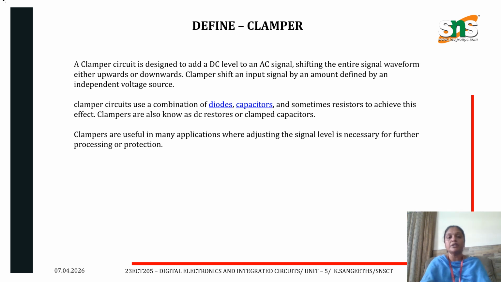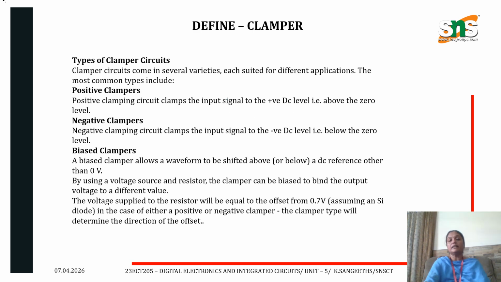A clamper circuit is designed to add DC level to the AC signal, that is shifting the entire signal waveform either in upward direction or downward direction. A clamper shifts an input signal by an amount defined by an independent voltage source. It consists of diodes, capacitors, and the main application is the communication system. And the ideate part is there are different types of clampers, that is positive clamper, negative clamper, and biased clamper.